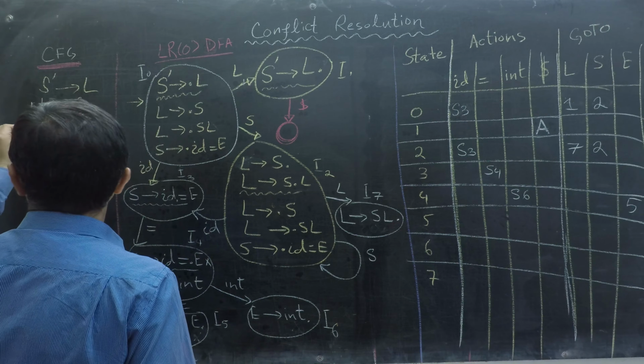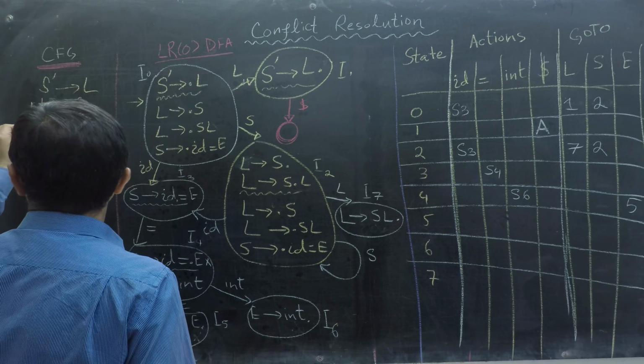I don't have any reduced production here either, but this is a reduced production because the dot is at the end, so I will mark it with the red chalk. This is a reduced production because the dot is at the end, so I will mark it also with the red chalk. This is also a reduced production. I mark it also.